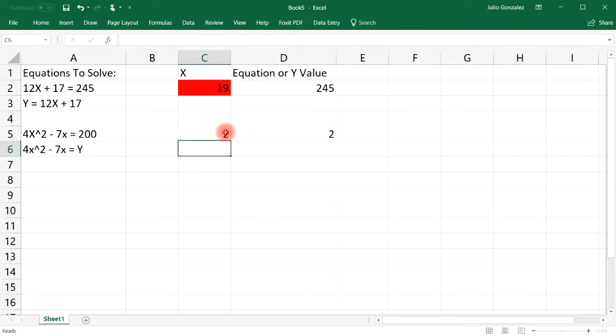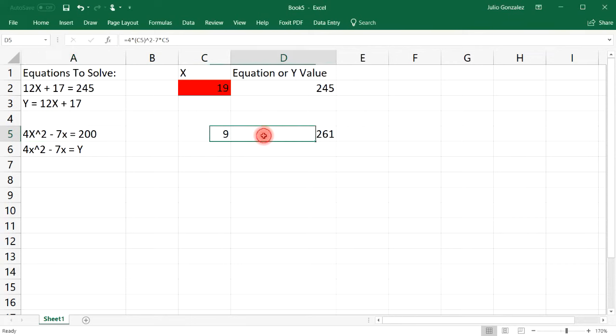When x is 2, y is 2. When x is 3, y is 15. When x is 5, y is 65. When x is 9, y is 261. So it's between 5 and 9 because our goal is to get to 200 in order to solve it.